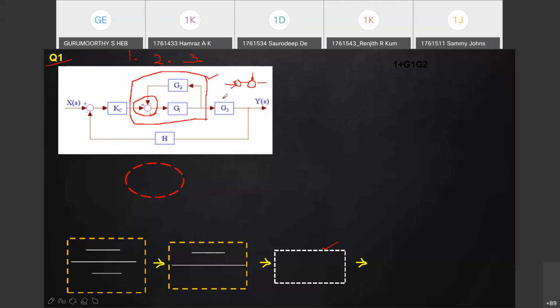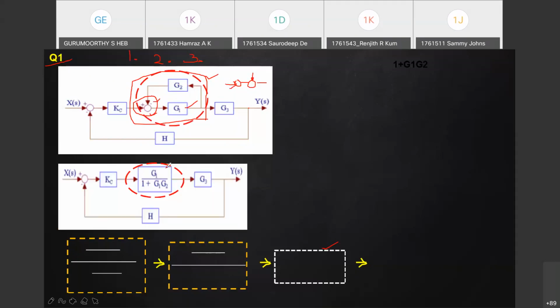So you can use the formula: this is forward, this is feedback. Don't think that feedback always means it should be H. In this problem, it is G only. So you can use the formula forward, that is G of S divided by, here the sign is minus, 1 plus G into H. That formula you can use. So that is one simplification.